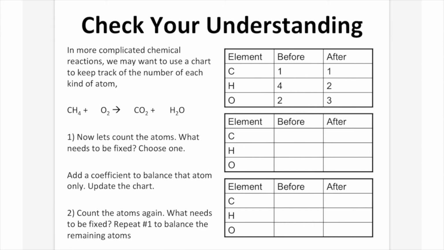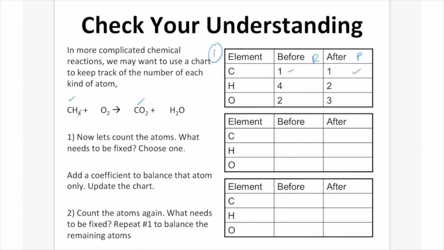So let's use the example of CH4 plus O2 gives us CO2 plus H2O. So our first chart here on the right-hand side, we're going to list their elements, C, H, and O, and then we're going to write the before, that's the reactant side, and the after, that's our product side. So if we count the carbons on the reactant side, we have 1 carbon, so we write 1. On the product side, we have 1 carbon, so we write 1.